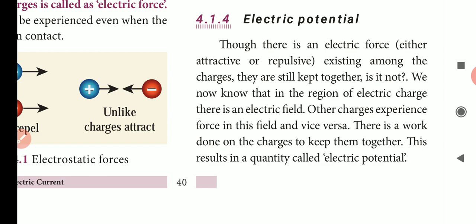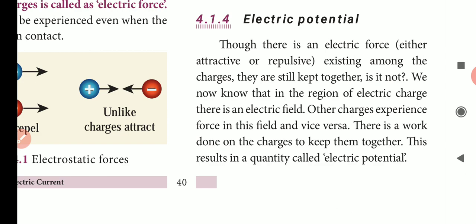We now know that in the region of an electric charge there is an electric field. Other charges experience force in this field and vice versa. There is work done on the charges to keep them together. This results in a quantity called electric potential. Electric potential means மின் அழுத்தம்.